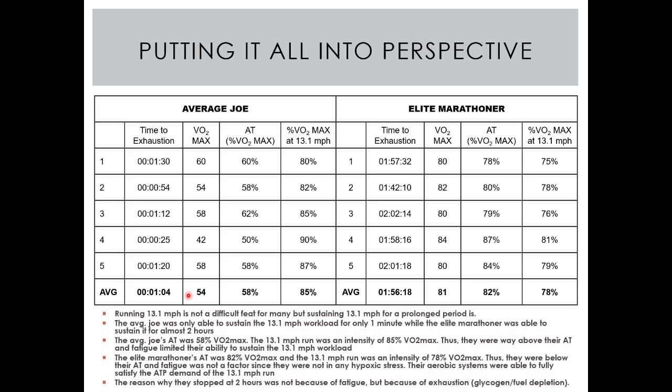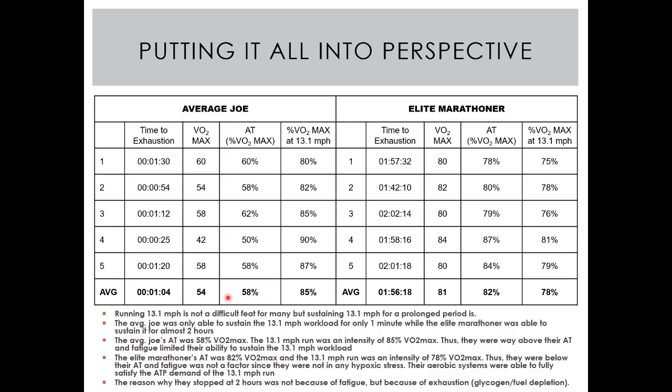Now let's take a look at the intensity at which the anaerobic threshold was observed. The intensity is reflected as a percentage of VO2 max. So for subject 1, their anaerobic threshold is at 60% of VO2 max, 58% VO2 max for subject 2, 62% for subject 3, 50% VO2 max for subject 4, 58% VO2 max for subject 5, and the average anaerobic threshold for the average Joe was at an intensity of 58% VO2 max.